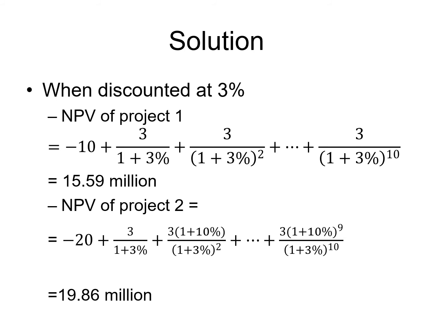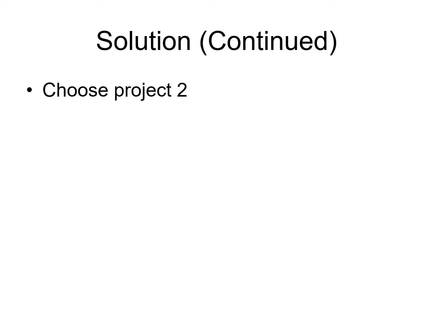The net present value of project 2 is equal to -20, which is the initial investment, plus the cash flows for next 10 years discounted by 3%. The result is $19.86 million. The net present value of the second project is higher, so we choose the second project.